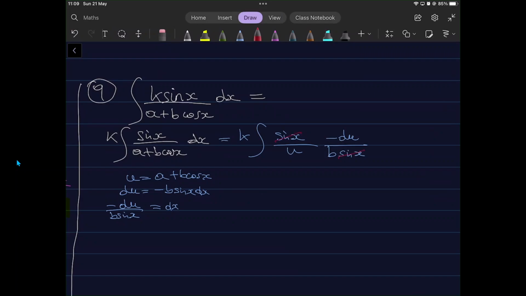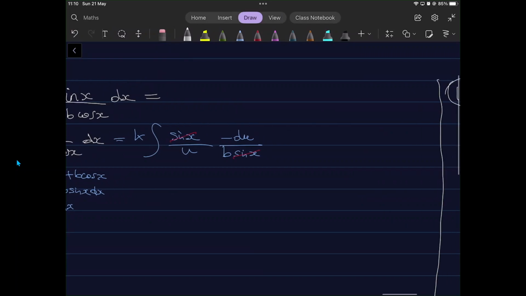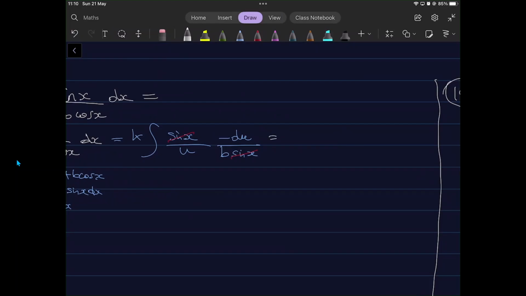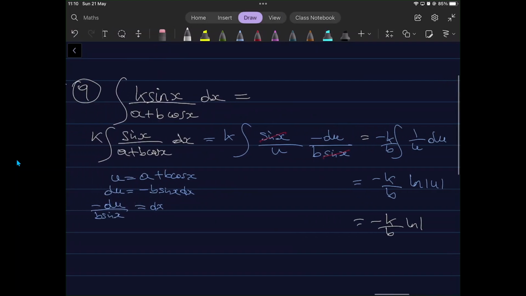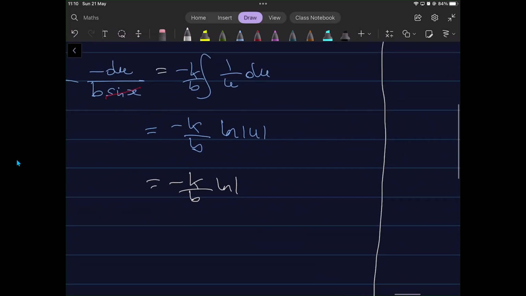We can put the negative in front of the integral, and we can put the 1 over b also in front. So this is equal to negative k over b multiplied by the integral of 1 over u du, which is simply negative k over b ln of u. And finally, replace u with a plus b cosine of x, so you get negative k over b ln of a plus b cosine of x, plus our constant of integration c, and that's our answer.